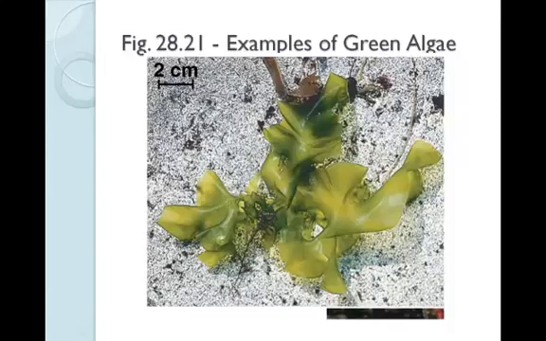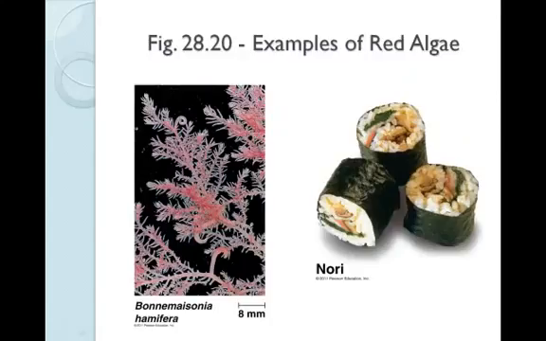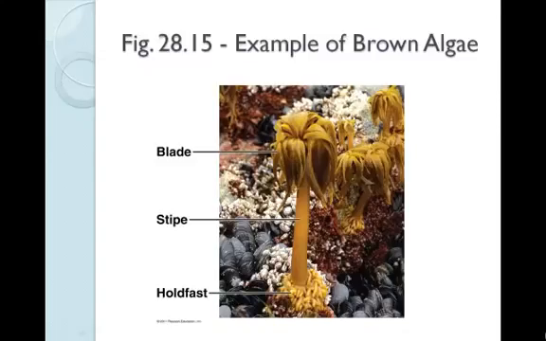This photo is the green algae, Ulva or sea lettuce. This is one of the red algae. If you've ever eaten sushi, you've eaten the wrapping around the sushi rolls, which is made of layers of red algae. The brown algae is familiar to beachgoers, and the large kelp forests off the Pacific coast provide a habitat for many fish and other marine organisms.